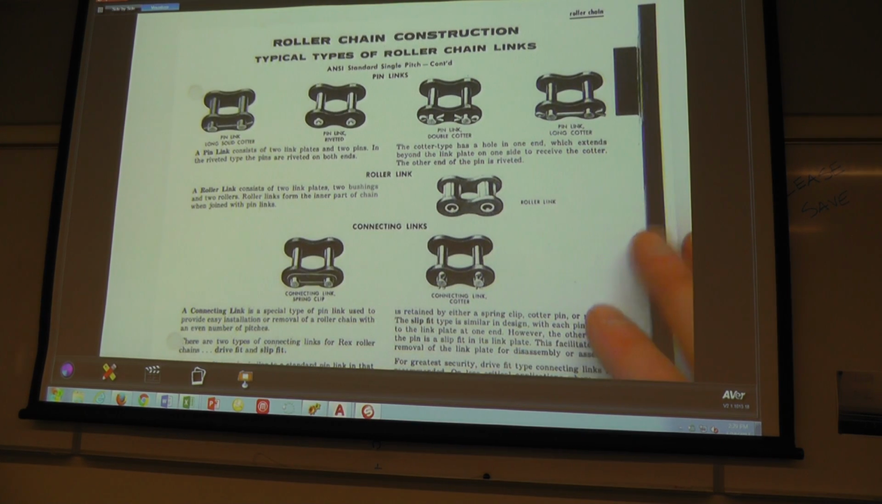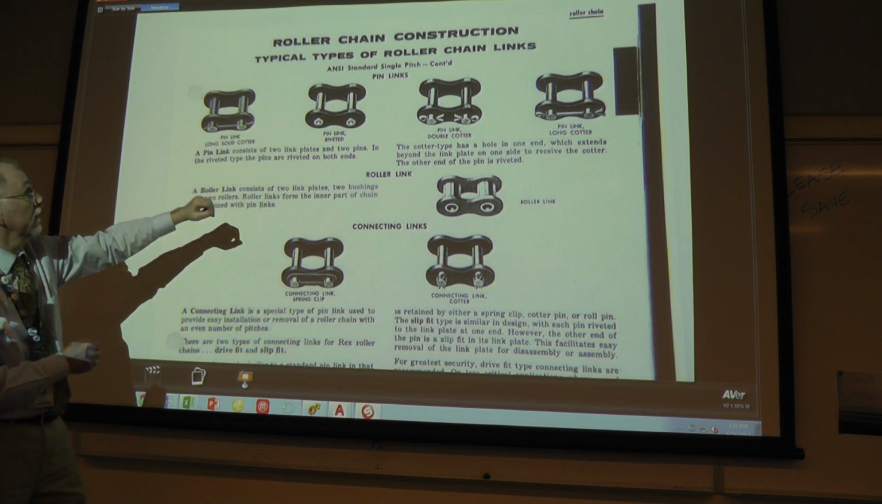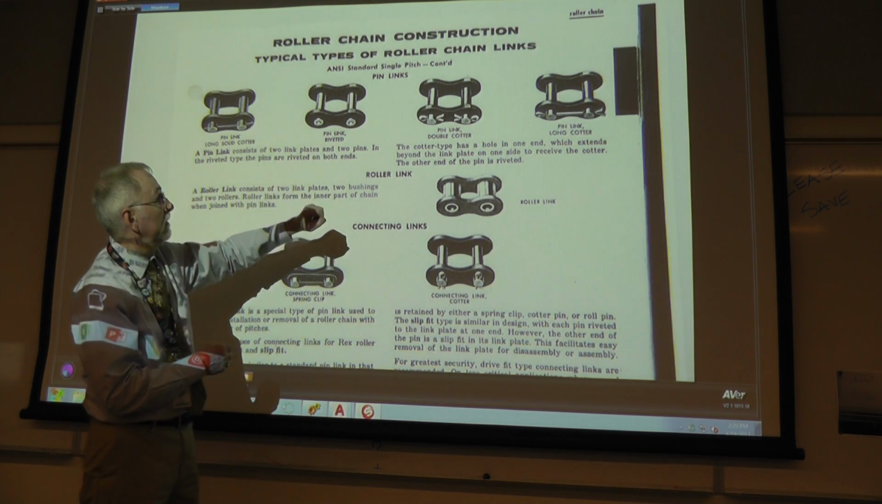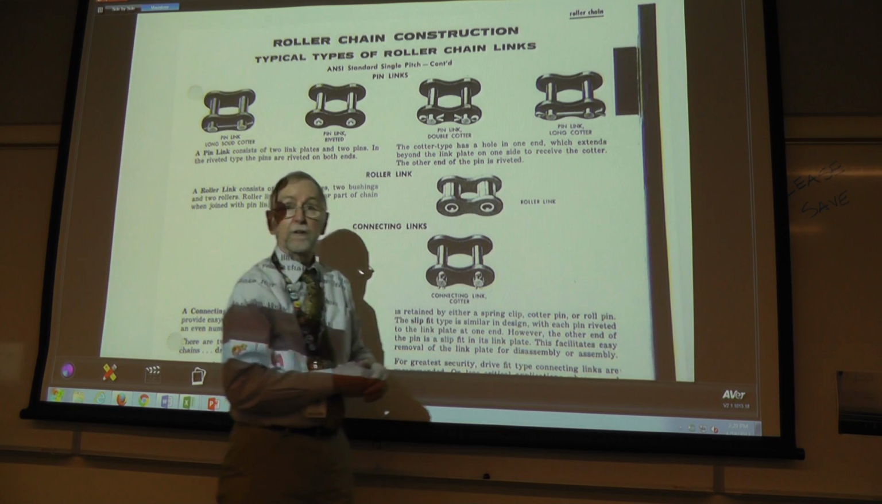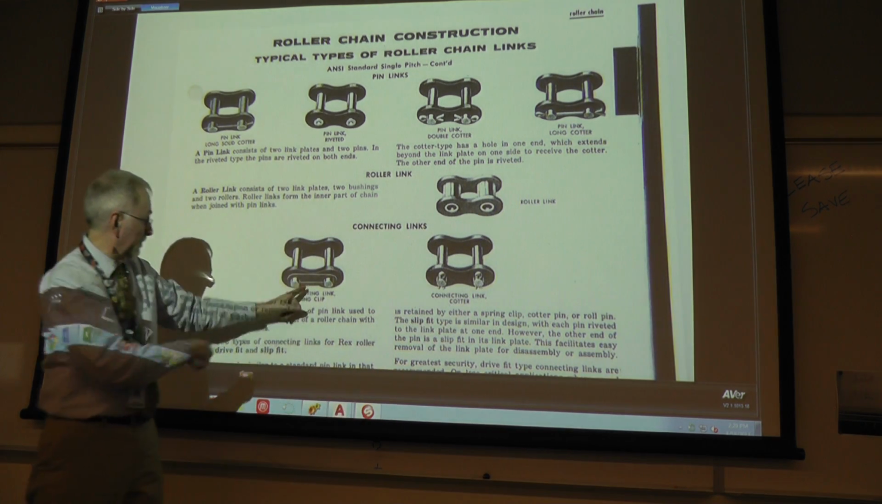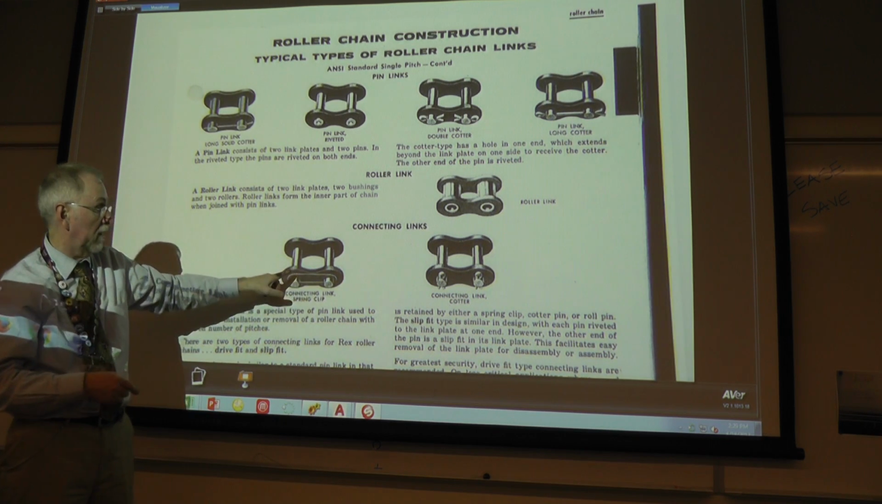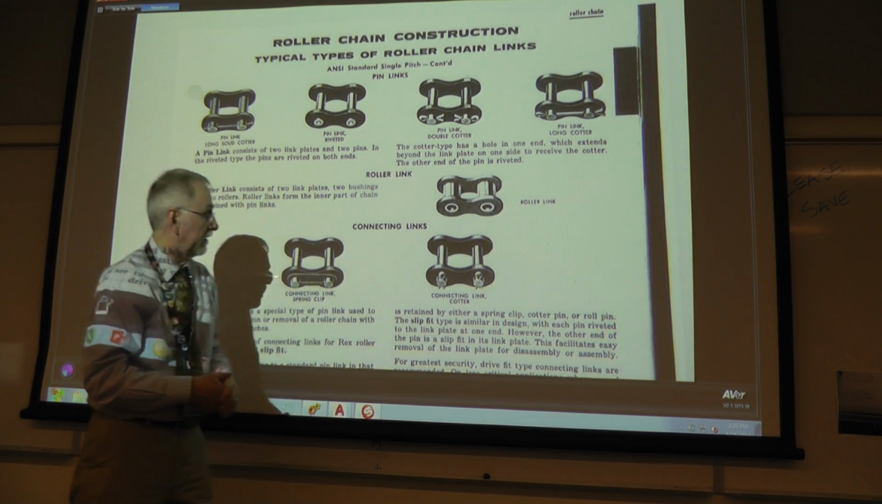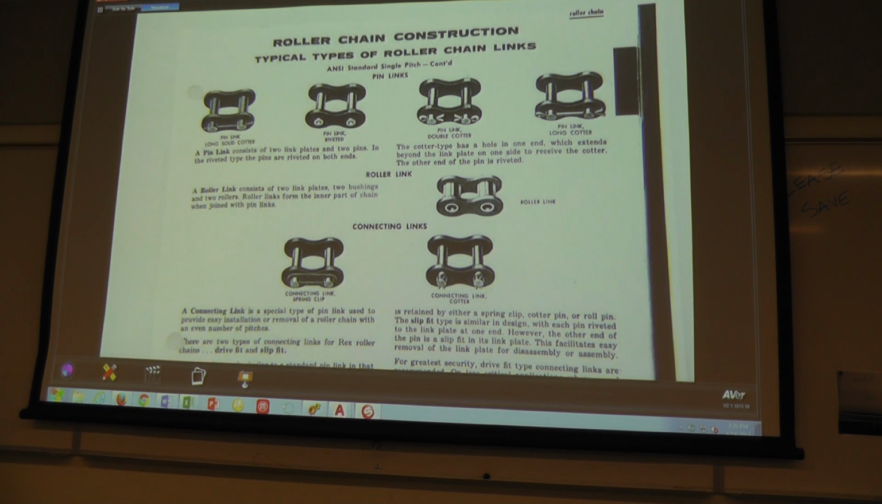This is an example of some types of connections for the master link. A solid, long solid cotter, a riveted pin, double cotters, a long cotter pin. There's also a connecting link, which is what's on the chain that's kind of going around, and cotters on a connecting link. So there's different ways of doing that.